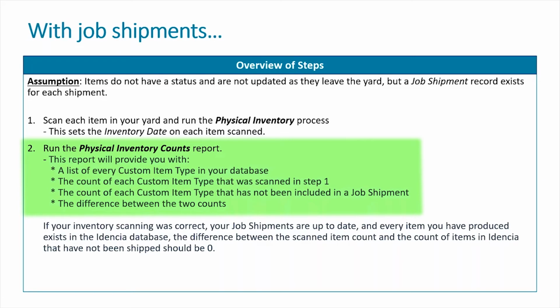But because the job shipments don't have actual serial numbers and keep track of the actual items that were shipped, we're not going to be able to tell you exactly which items need researching. It's just going to be a count, a difference in the counts. Like item type A, you should have 24 in your yard, you only scanned 23. Or there should be 24 in your yard and you scanned 25. But we won't be able to tell you what the serial numbers are if you're using just the job shipments.